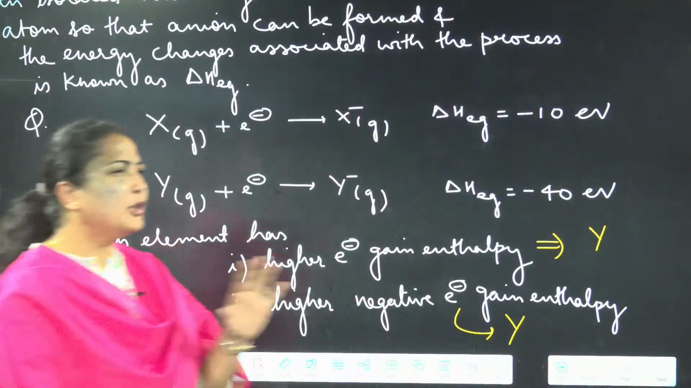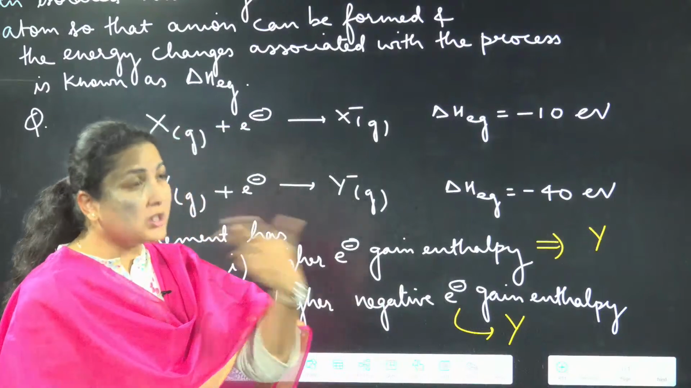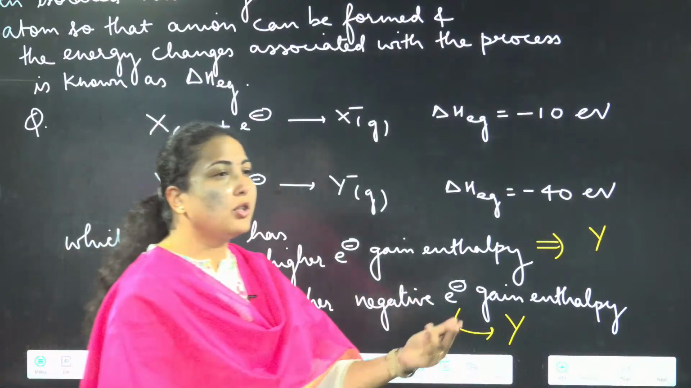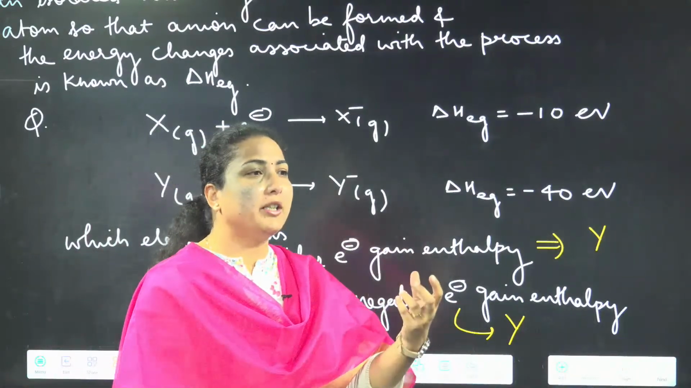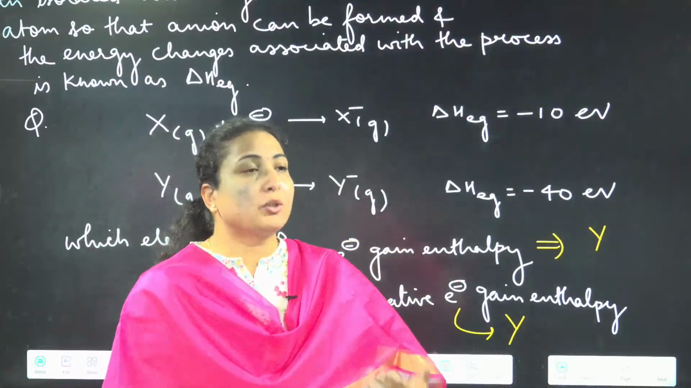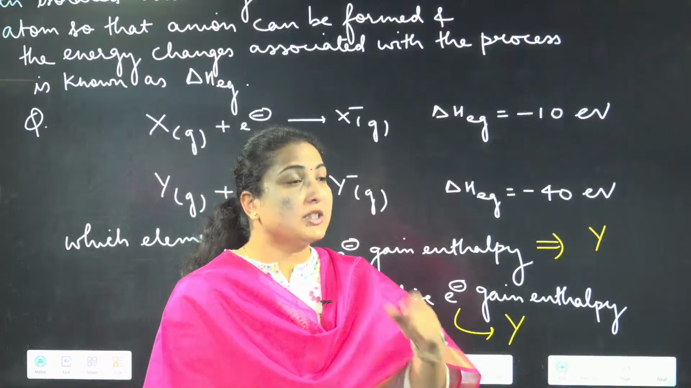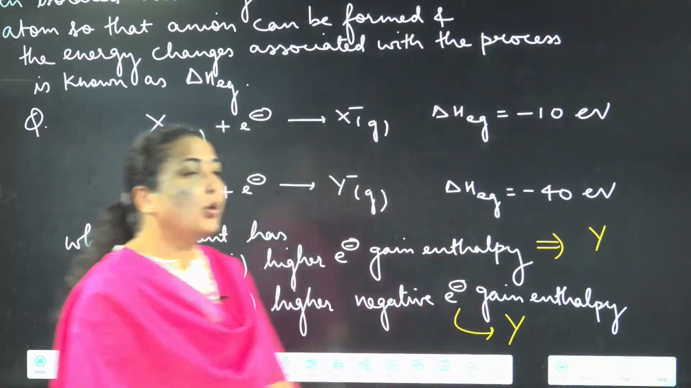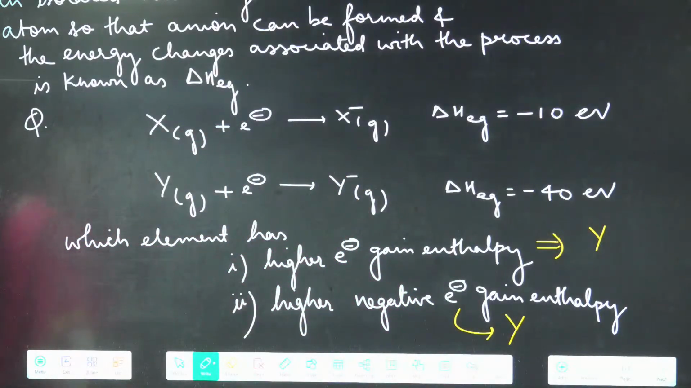Because we generally do not compare elements which have positive electron gain enthalpy. Positive electron gain enthalpy tells you that that particular element doesn't want to accept an electron. You are giving energy to it so that it accepts the electron, right? So it is an endothermic process. I hope this is clear to you. Okay, so make sure you are writing this quickly.